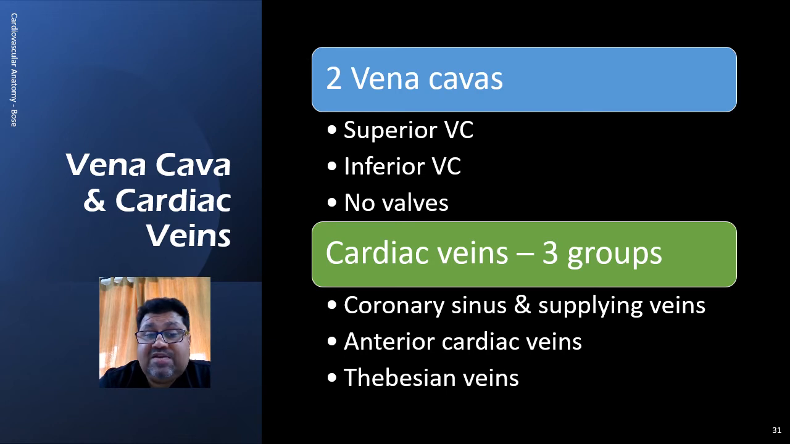The Thebesian vein is also called the venae cordis minimae. It varies greatly in number and size from person to person. These tiny veins open into all the cavities of the heart, but are most numerous in the right atrium and the ventricle, and are found occasionally in the left atrium and are rare in the left ventricle.